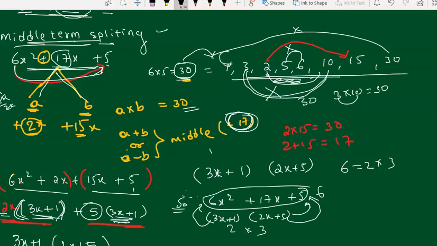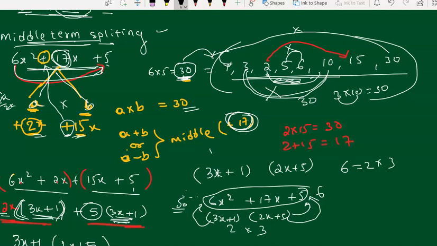Split the middle term in such a way that the product of those two things should give you this, and the sum or subtraction should give you the coefficient of the middle term. So you have to select those two numbers from the factor list of this term. I hope you understood. And don't forget, the sign of the bigger value is compulsory: you have to copy the sign of the middle term to the bigger value.